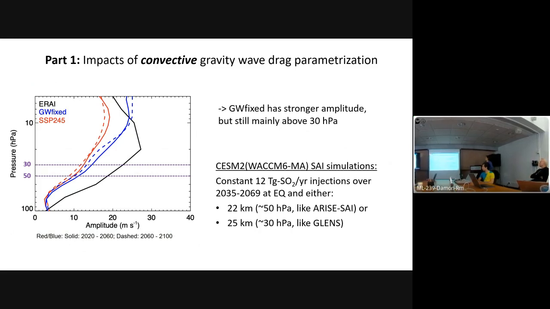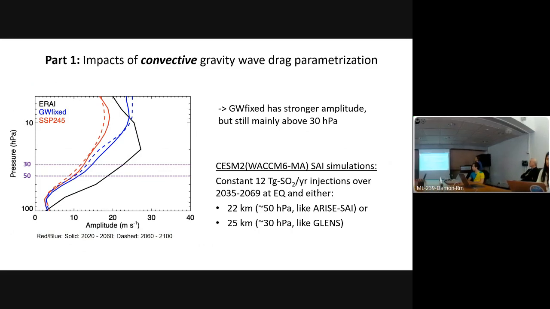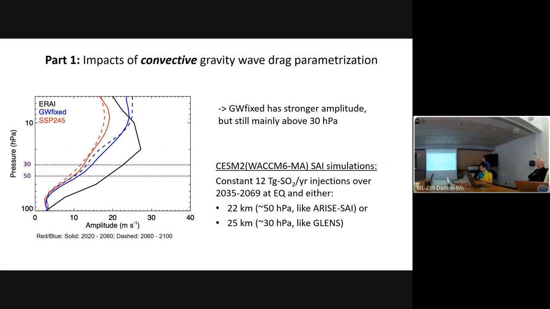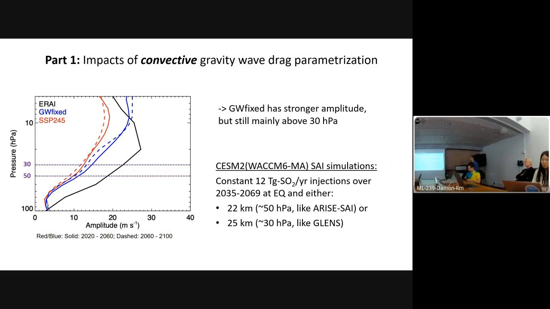we've done those simulations with the injections at 2 different altitudes, first at 22 kilometers, which is similar to what has been done recently in the CESM2 engineering simulations called ARISE-SAI. And then we've also done simulations where we inject at slightly higher altitude, so 30 hectopascal, which is similar to the older engineering simulations with CESM1 called GLENS.